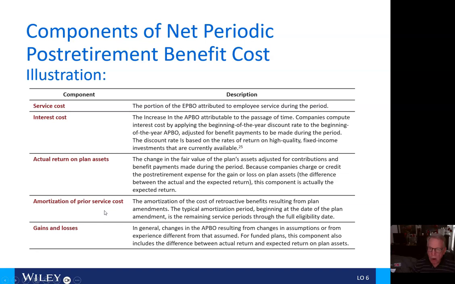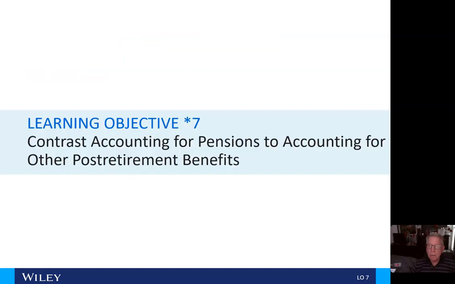Amortization of prior service costs, that's the amortization of the cost of the retroactive benefits resulting from plan amendments. The typical amortization period beginning at the date of the plan amendment is the remaining service periods through the full eligibility date. And finally, gains and losses. In general, changes in the APBO resulting from changes in assumptions or from experience different from that assumed. For funded plans, this component also includes the difference between actual return and the expected return on plan assets.